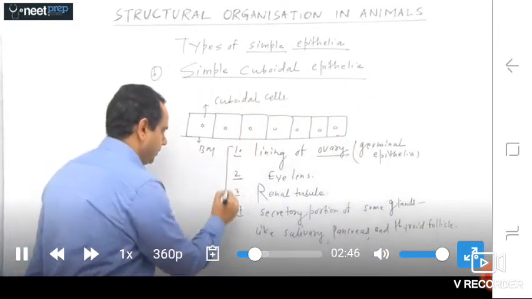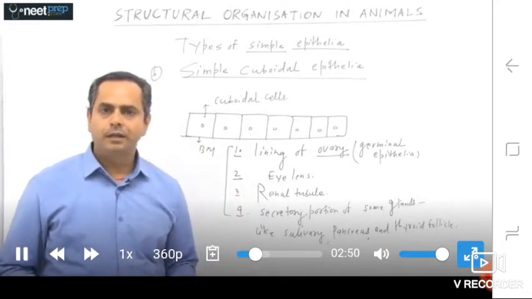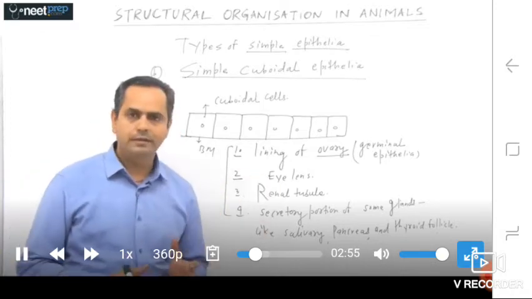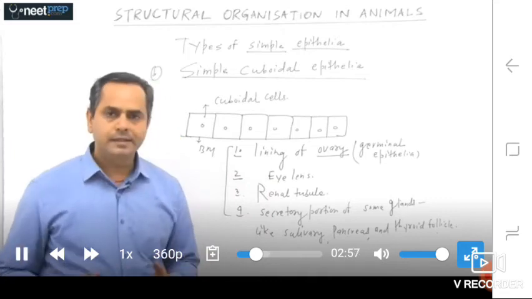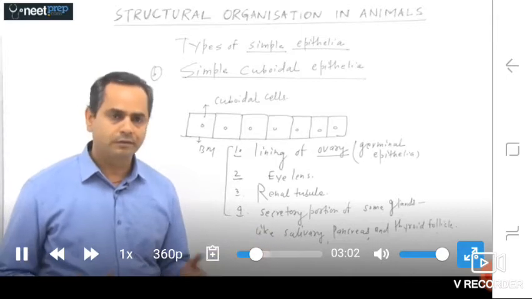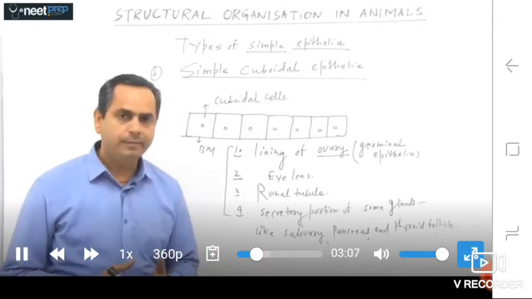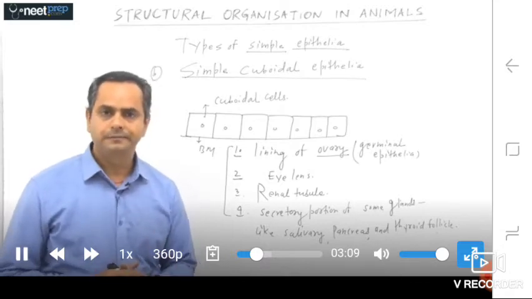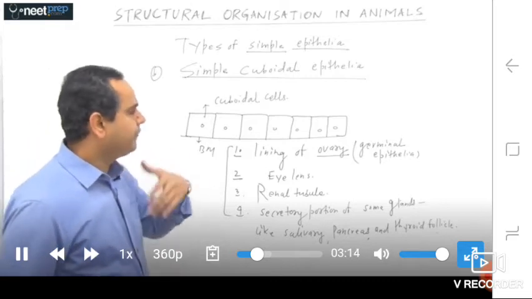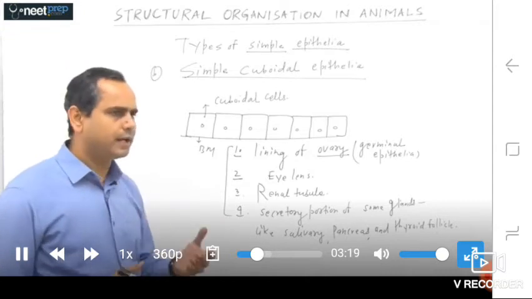So remember that distribution of simple cuboidal epithelia. That's fine. That is lining of ovary, that is the germinal epithelia. The eye lenses, the renal tubule, that's a part of nephron. The secretory portion of some glands like salivary, pancreas, and thyroid follicle. That's fine.